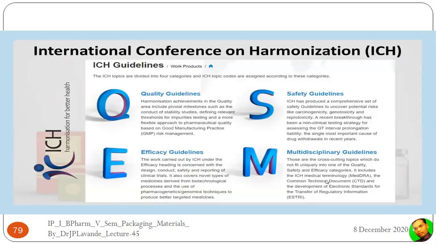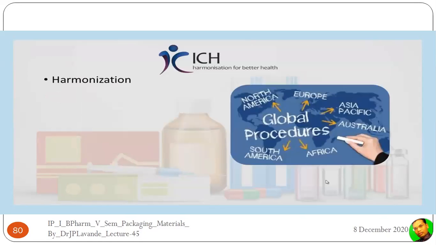Now, in order to ensure all these, there is the ICH, the International Conference on Harmonization. The ICH works on quality guidelines, efficacy, safety, and multidisciplinary aspects. ICH stands for harmonization, and it is an organization developed by several countries and regions like North America, Europe, Asia Pacific, Australia, Africa, and South America.